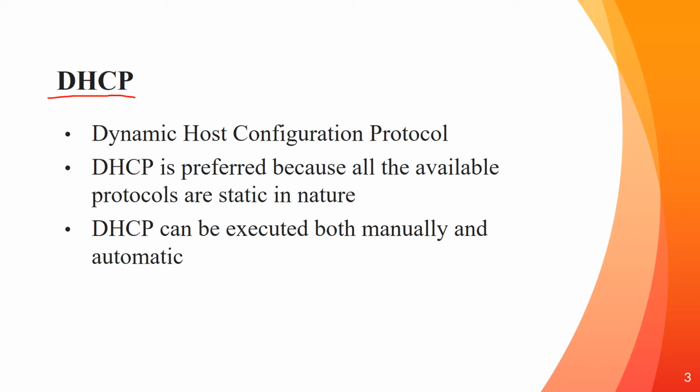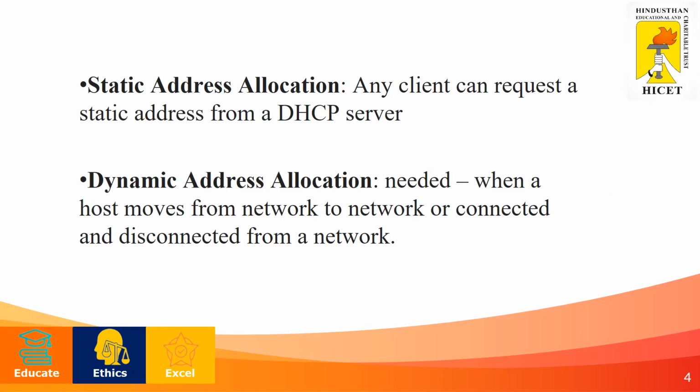Also, DHCP has the ability of executing both manually and automatically. So what about static address allocation and dynamic address allocation? As I said, a client can request an address from a DHCP server statically. When the host is permanent in a network, it will be allocated a static address from the DHCP server. First of all, we have to know what address allocation is. It is the mapping of physical address to the logical address.